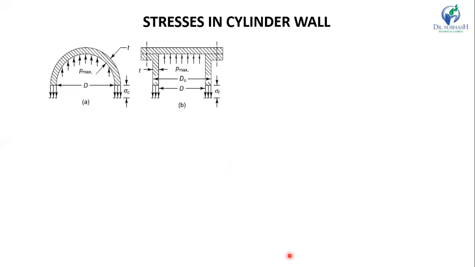Now, stresses in the cylinder wall. You can see the cylinder here; the inside pressure is P maximum and the bore diameter is D. Here sigma C is the hoop stress, the circumferential stress, and here you can see the longitudinal stress sigma L. The outer diameter is DO, the pressure is P maximum, and the inner diameter is D.